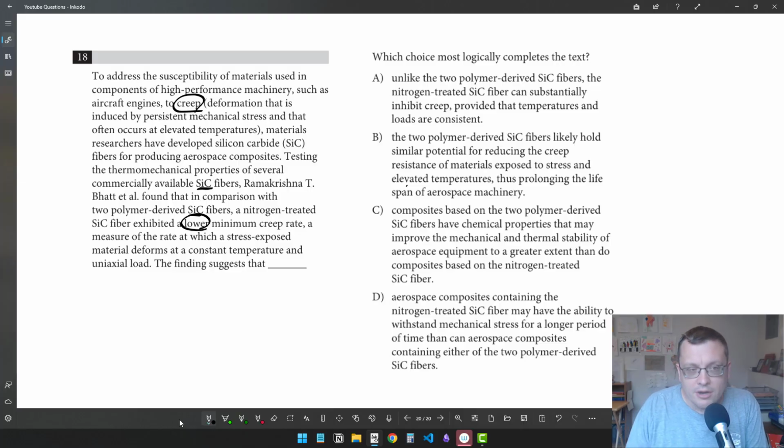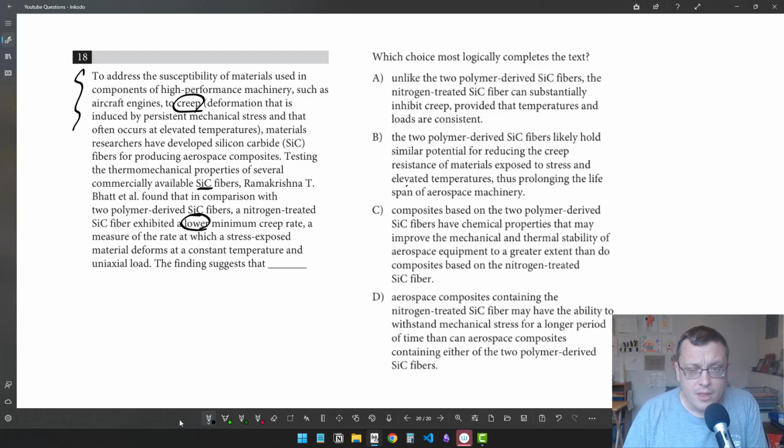Like the text started with, look, we've got this problem with creep, and we have these fibers that can help. And now we're testing these fibers to see how they do, and it just seems like the nitrogen is better than the other two at creep. Again, I don't have to go much deeper than that. Let's just use that as the basis of our analysis, and then we'll see what the choices give us.